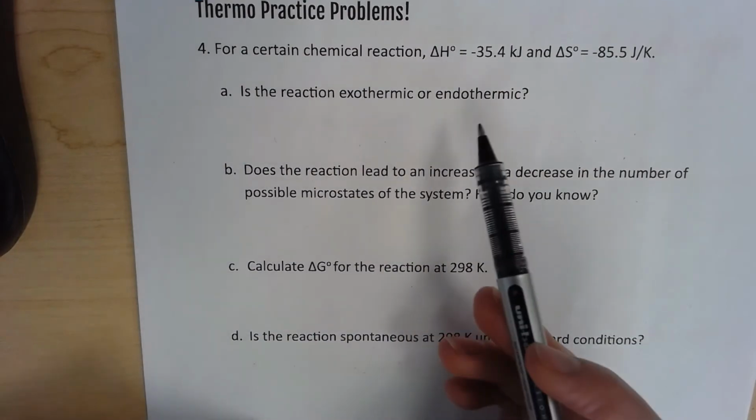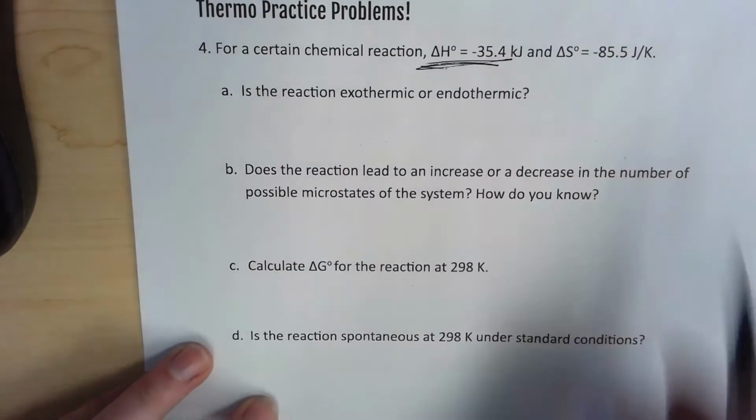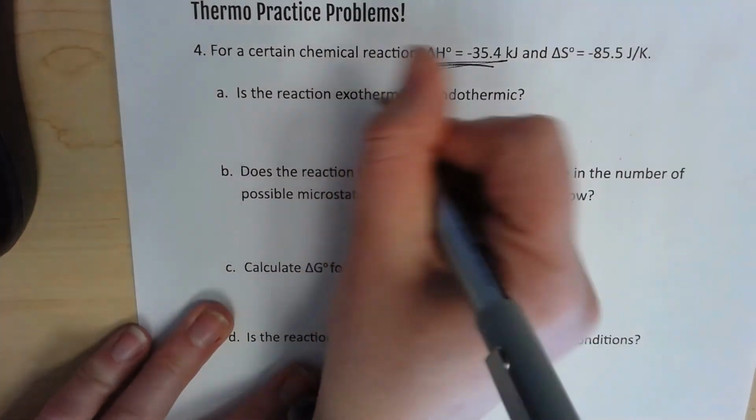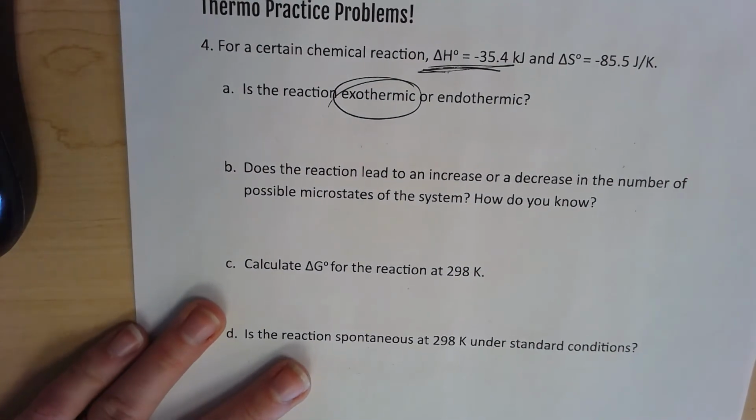So, is the reaction exothermic or endothermic? And remember, that only has to do with delta H. What's the sign of delta H? It's negative. So, that means we are exo. Oh, what a nice problem.